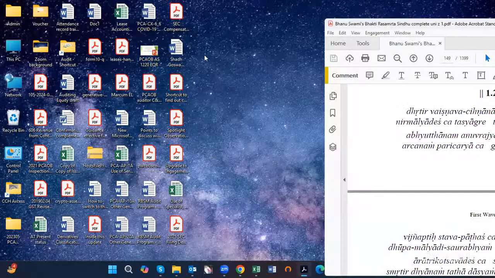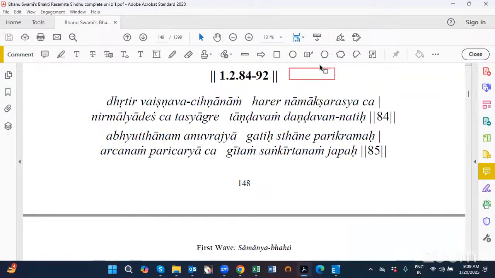Now we are in the next 44 limbs of devotional service, right? 20 we had completed. That is chapter number 6. So let us see the next 44 limbs. The next important limbs are as follows. So 84th verse onwards. We did 82.